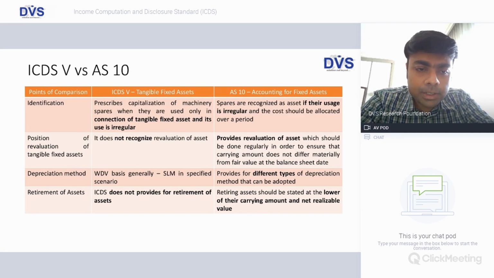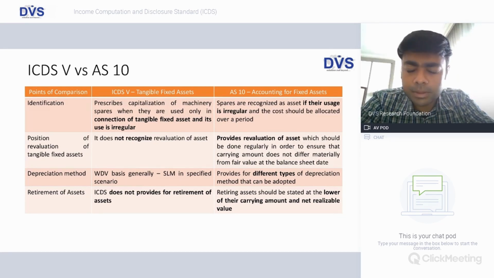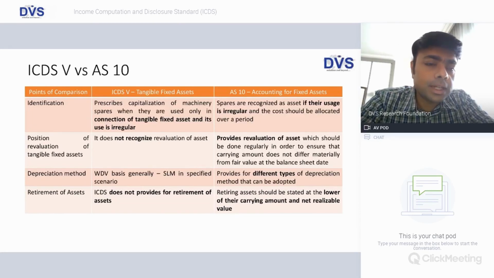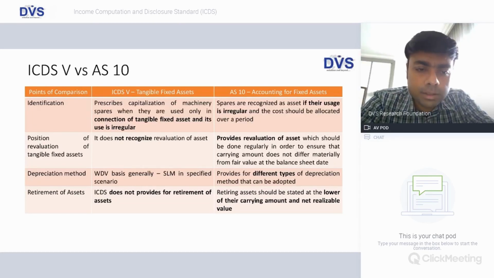Deferred revenue expenditure. Though we don't have that concept of deferred revenue expenditure, capital spares are effectively treated that way as far as AS10 is concerned. Whereas ICDS 5, capitalization of machinery spares, applies when they are used only in connection with tangible fixed assets and the use is irregular.